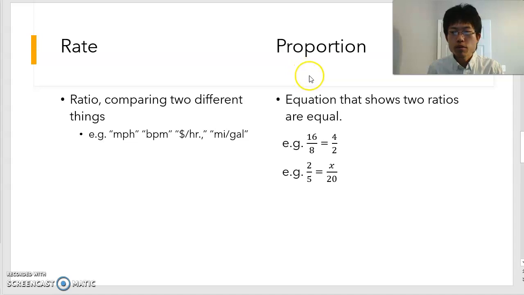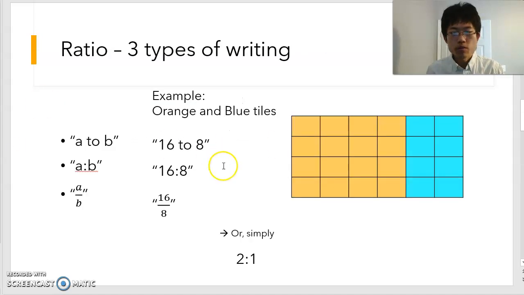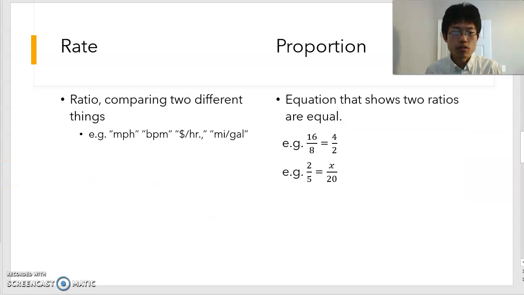And then the proportion is an equation. It's an equation, so it has an equal sign and there's a left and right side. That shows two ratios are equal. So for example, 16 over 8 equals 4 over 2. In the previous one, you can say 16 over 8 equals 2 over 1. That's how you would write a proportion.